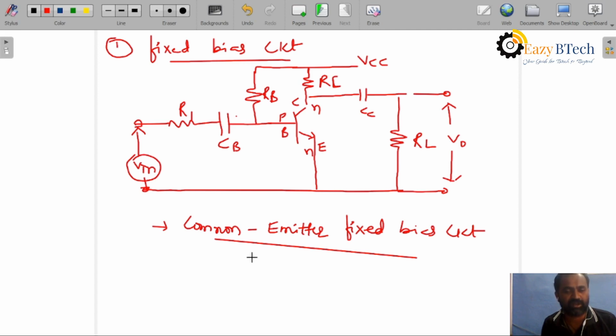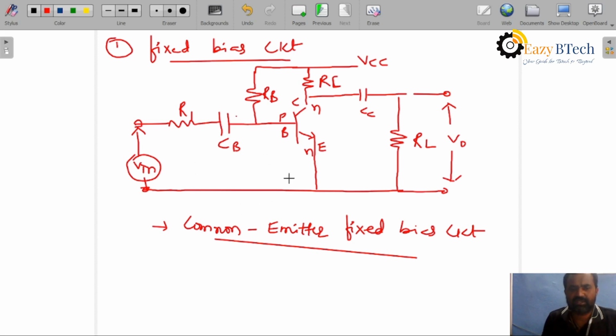Is it clear? For a common base there is low current gain, and for a common collector there is low voltage gain. Those are the drawbacks and limitations of those configurations, whereas the common emitter has high current gain and voltage gain. That is why we better use the common emitter based circuit only.